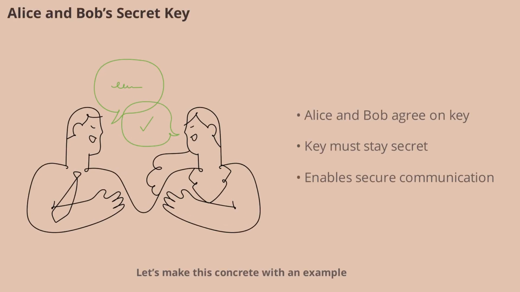Let's make this concrete with an example. Imagine Alice and Bob want to communicate securely. They agree on a secret key, let's say the number 3. This key will be used by both of them to encrypt and decrypt their messages. By sharing this secret in advance, they set up a secure channel for their conversation. The key itself must remain confidential because anyone who knows it can read their messages.